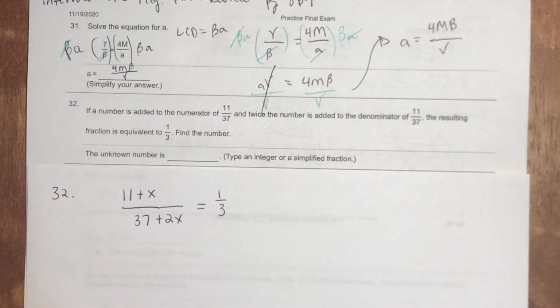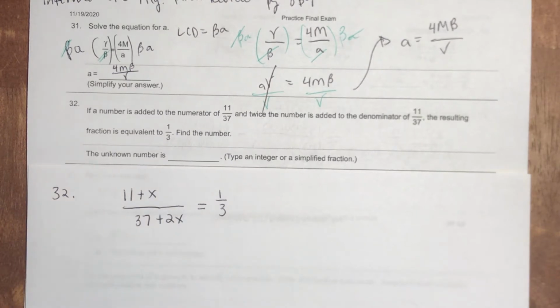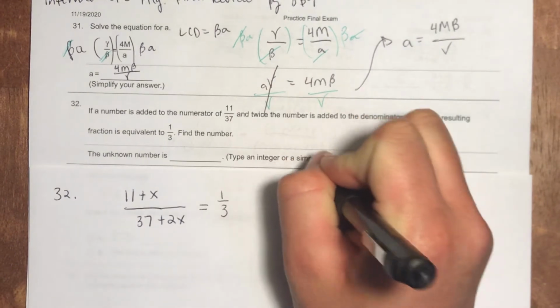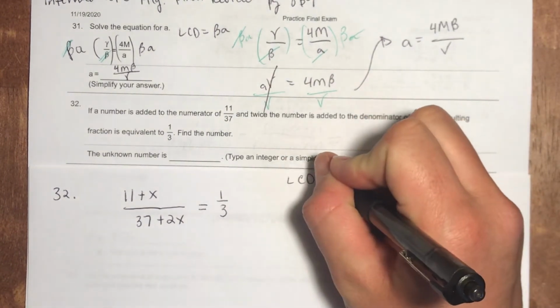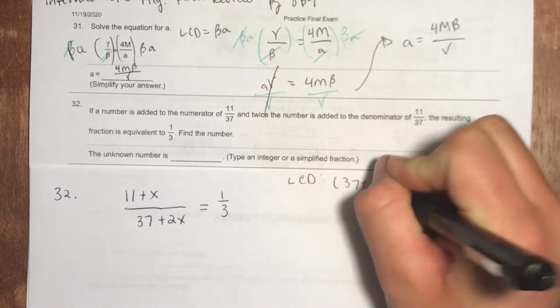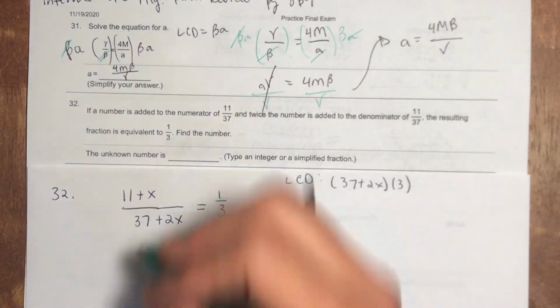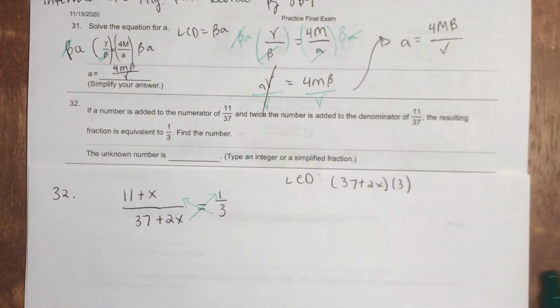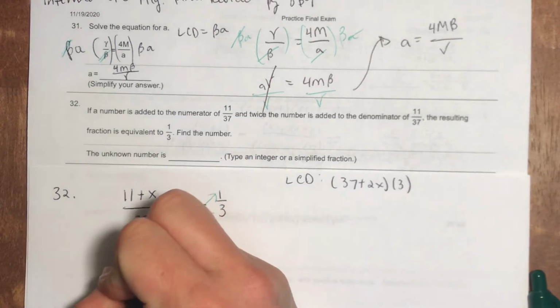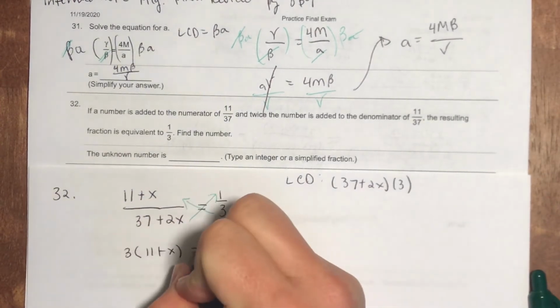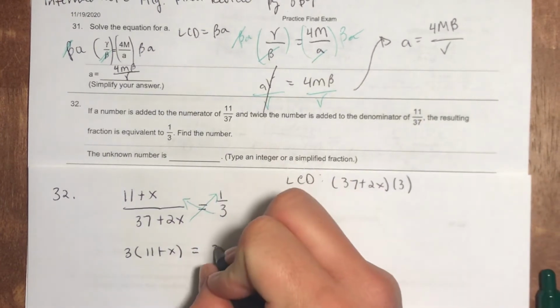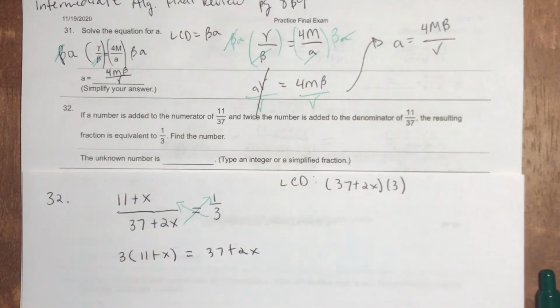Find the number. All right, well, we now have an equation, so let's multiply both sides of the equation by the LCD. And the LCD, since this is factored, would be 37 plus 2x, and then times 3. Okay, so we'll multiply both sides by that. It's really the same as doing cross multiplication. So if you're familiar with cross multiplication, the result's going to be the same. So we'll end up with 3 times 11 plus x is equal to 1 times 37 plus 2x. So we could just write it like that.